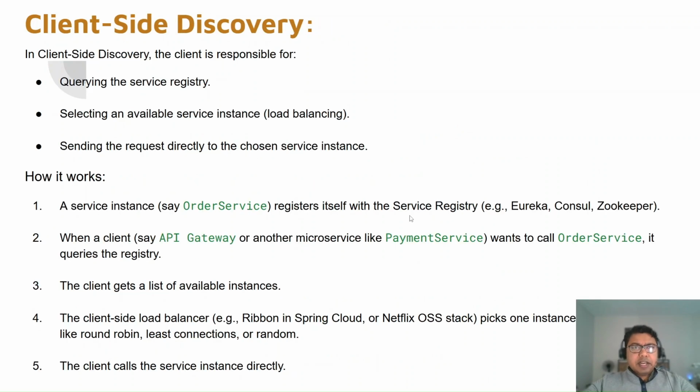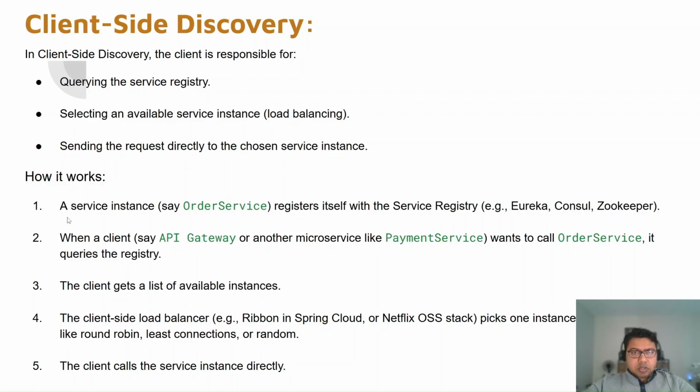Now let's see in detail how client side discovery works. In client side discovery, the client is responsible for querying the service registry, selecting an available service instance through load balancing, and sending the request directly to the chosen service instance. So a client does all these three things in client side discovery.